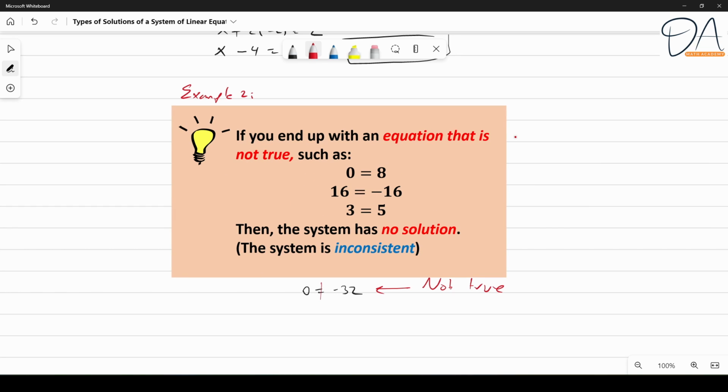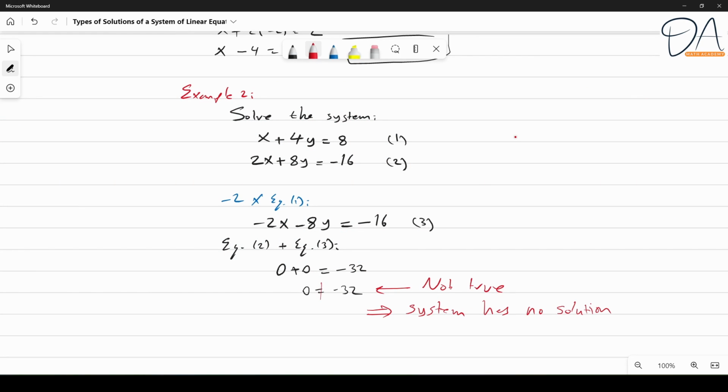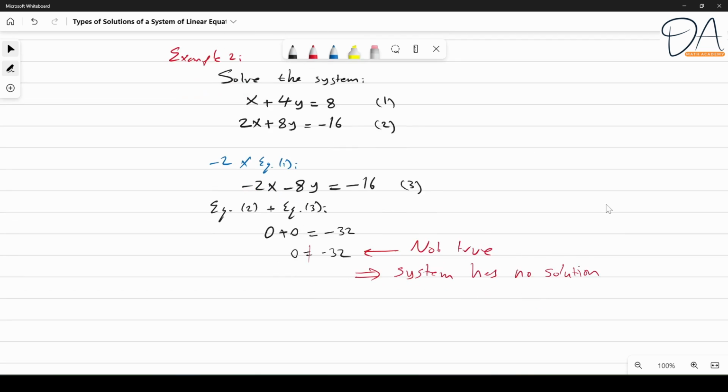Whenever you are solving a system algebraically and you end up with something like this, an equation that is not true, 0 equal to 8, 0 equal to minus 32, that means that the system has no solution. And we call such a system an inconsistent system. Now let's look at another example to illustrate another case that you may get.